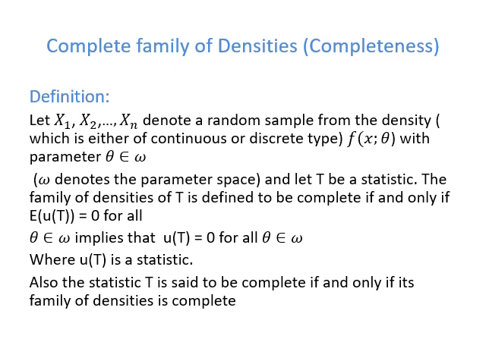And also let t be a statistic. The definition says that the family of densities of t is defined to be complete if and only if the expected value of u of t equals 0 for all theta belonging to omega implies that u of t itself should be equal to 0 for all theta belonging to omega. Here u of t is a function of t, so it does not depend on theta, so we can consider it also as a statistic.